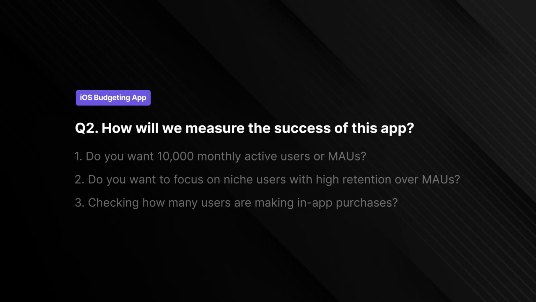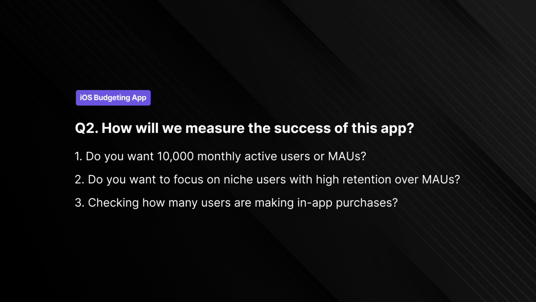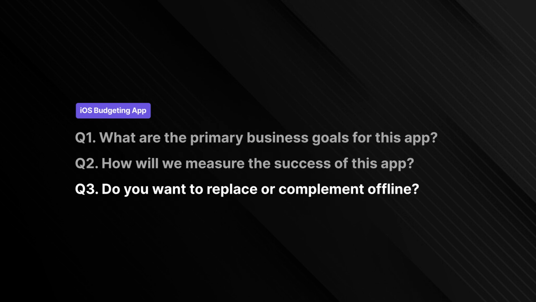You need to ask, how will we measure the success of this app? So do you want 10,000 monthly active users? There's a word for it. It's called MAUs. Or do you want to sideline MAUs and focus on niche users who have high retention, which means they spend a lot of time on the app? Or is it average revenue per user, where you don't even care about the volume of users on the app, but you check how many people are buying the in-app purchases? You can also ask if the goal is to replace the offline operations entirely or complement them. And these are contextual questions, right?